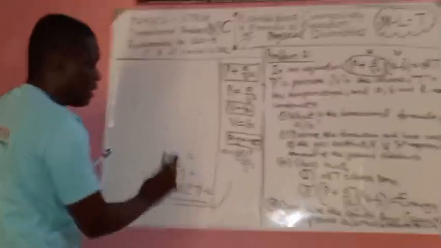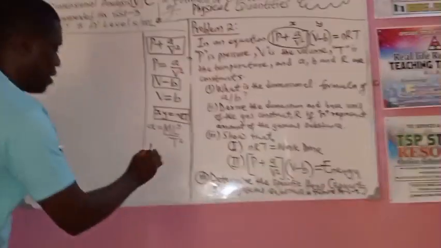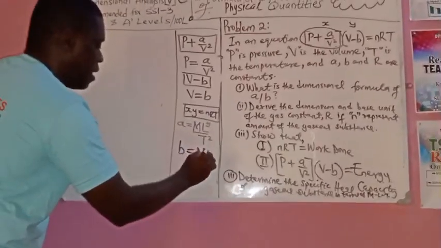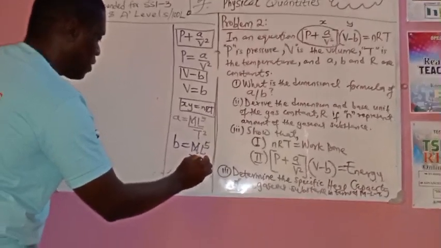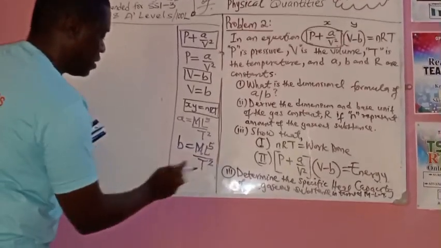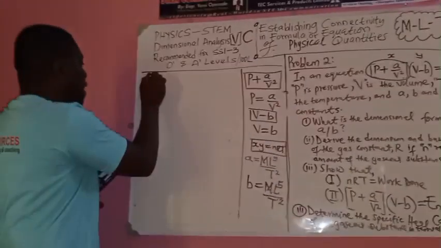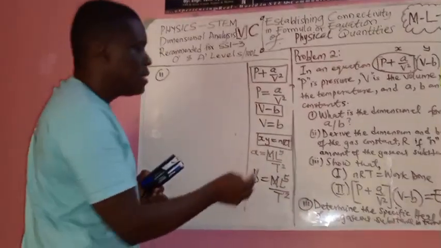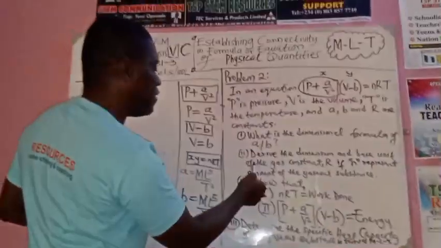Okay? Now, let's go to the next one. So we have our B now. Our B is equal to m L5 over t. What do we get the other time? Is it t squared now? T squared, yes.